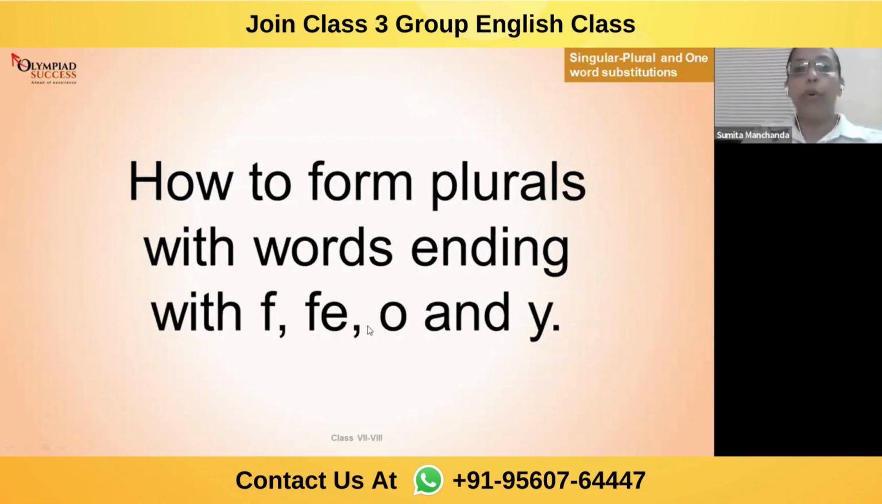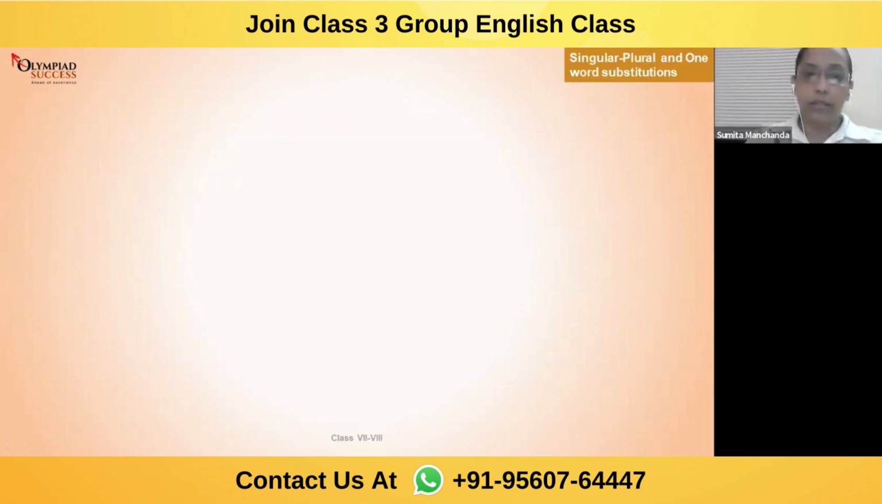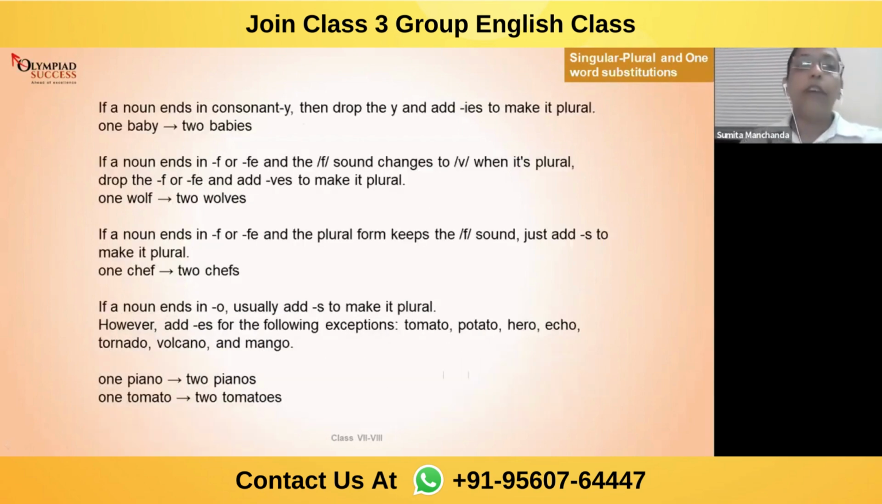Now, how to form plurals with words ending with F, FE, O, and Y? If a noun ends in a consonant plus Y, then drop the Y and add IES to make it plural. This I have already taught you all. This is a revision which I'm doing with you. When I'm talking about F, FE, I'm going to add VES to it.